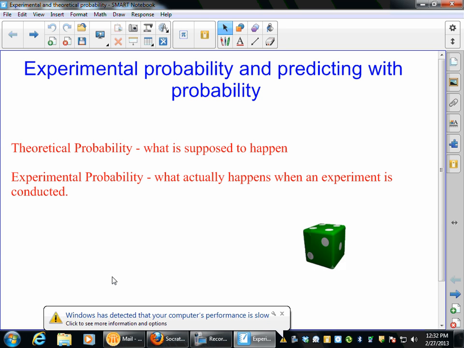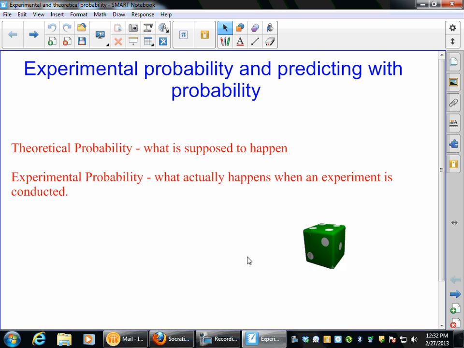Now, we've all played with dice before. We know that hardly ever happens. So besides theoretical probability, there's also what we call experimental probability. And that's what actually happens when an experiment is conducted. In other words, if I roll a die 6 times, what do I actually get? Let's look and see.